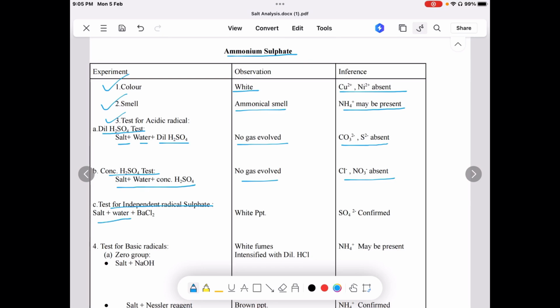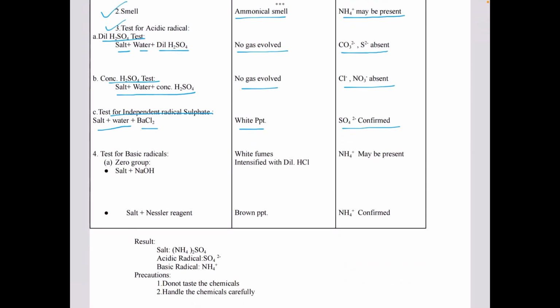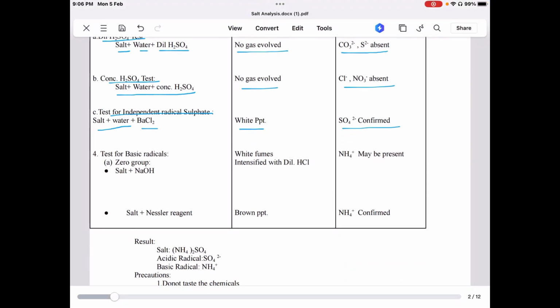So salt plus water, we make a salt water extract here, and then to the water extract we add barium chloride. White precipitates are formed. This shows the presence of sulfate radical in a given salt. Next step is to test for basic radical.